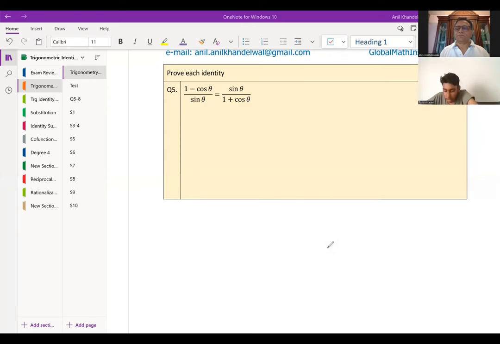So 1 minus cos theta over sine theta is equal to sine theta over 1 plus cos theta. I would say that the best way we can do it is to start from the left-hand side and solve it. The left-hand side is given to us as 1 minus cos theta over sine theta. We need to simplify this and get the right-hand side. So how will you simplify this now?